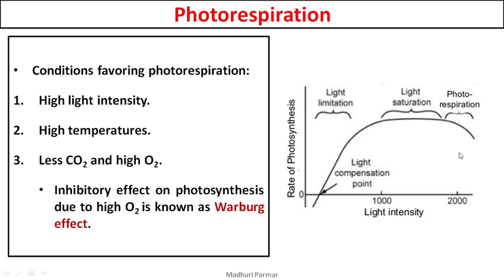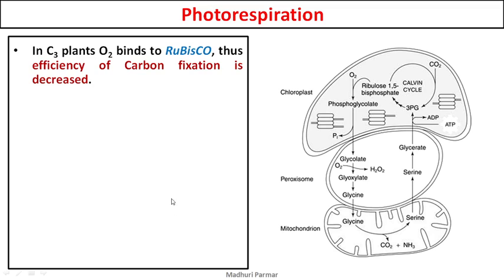So that chlorophyll bleaching or chlorophyll denaturation happens at higher light intensity. If the chlorophyll itself is not working, then of course your photosynthesis will not occur. So there will be a decrease in the rate of photosynthesis. Fine. This can also lead to photorespiration. So these are the conditions which favor photorespiration.